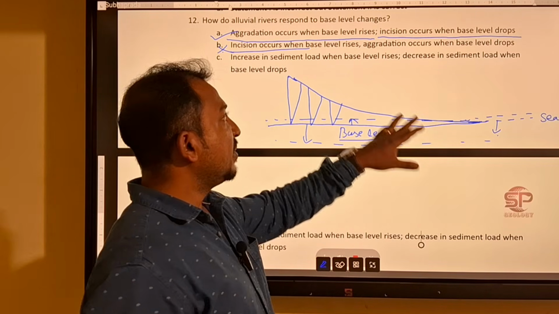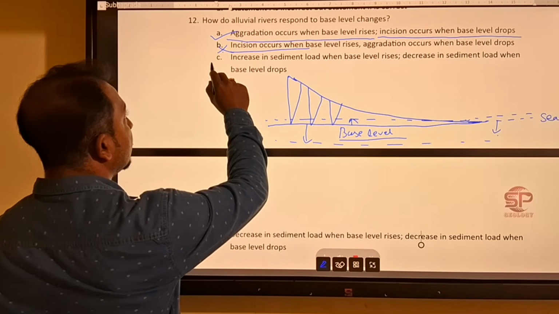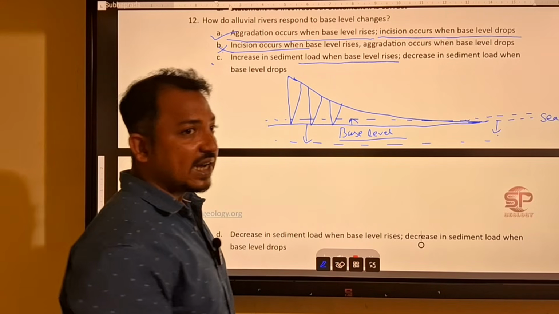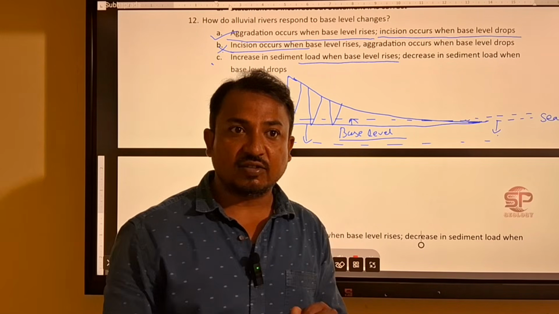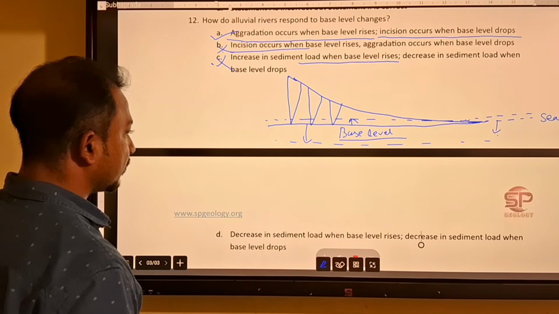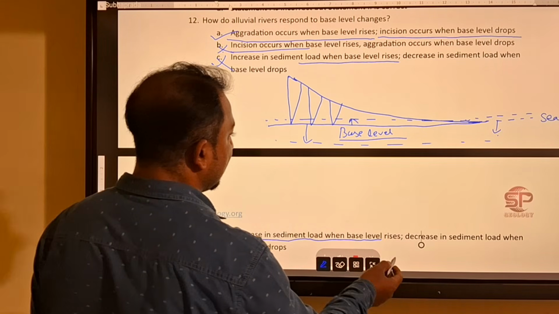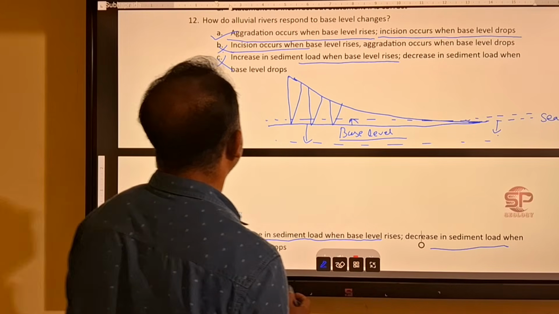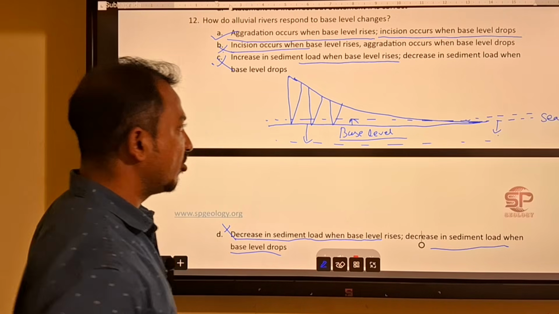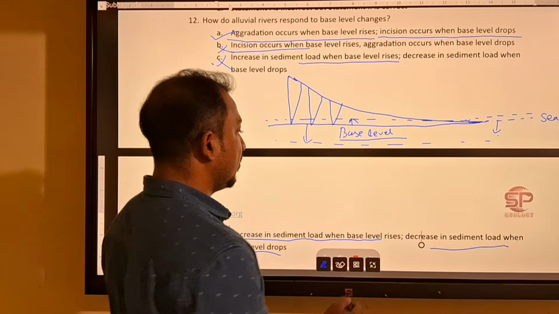Next: increase in sediment load when base level rises, decrease in sediment load when base level drops. When base level rises, the gradient will decrease, and that decreases the sediment load. So that's why it is incorrect. Next: decrease in sediment load when base level rises, decrease in sediment load when base level falls. Both cannot decrease at once, so it will be incorrect. So the answer will be: aggradation occurs when base level rises and incision occurs when base level drops.